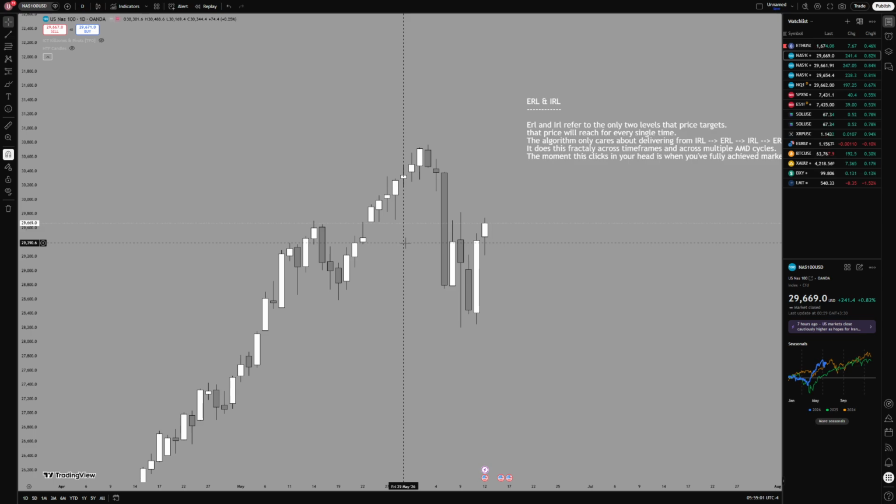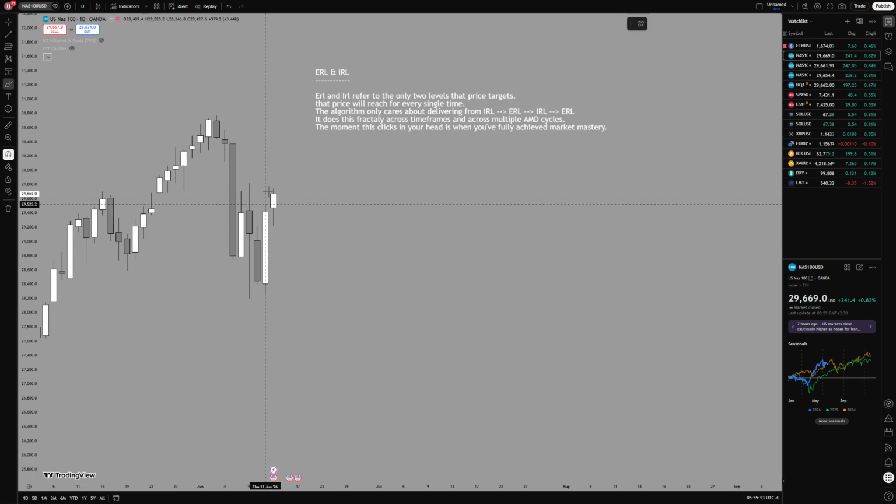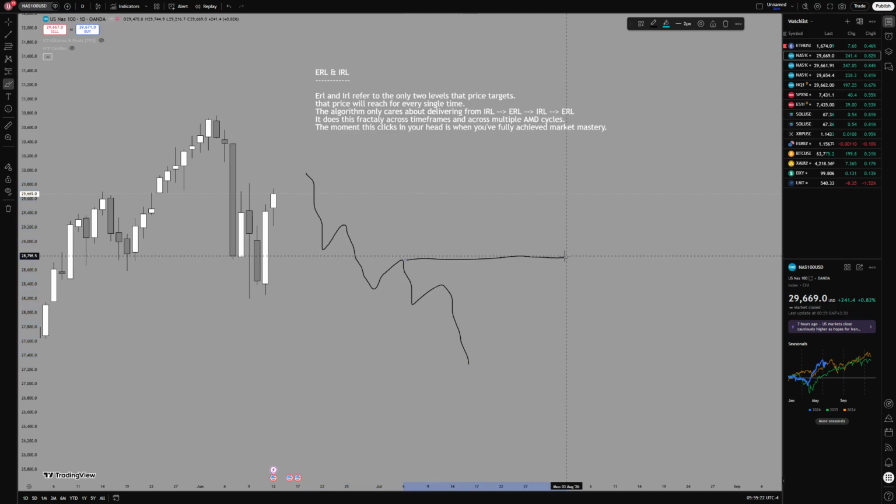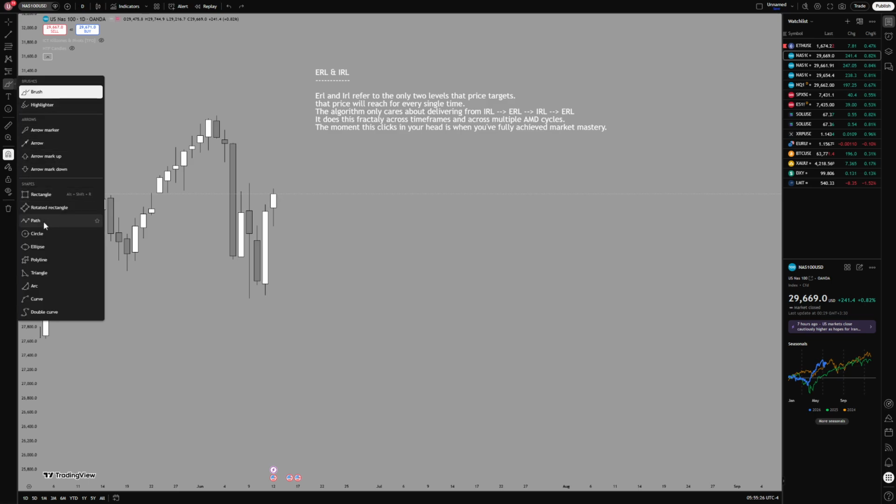Now this is fractal. And why I want to say that this is fractal is because let's imagine we're driving towards a high. Let's actually draw this, okay? Let's say that this is a piece of price action right here. This, for example, just a random example, okay? Or actually, let me use a path because it's just way cleaner.